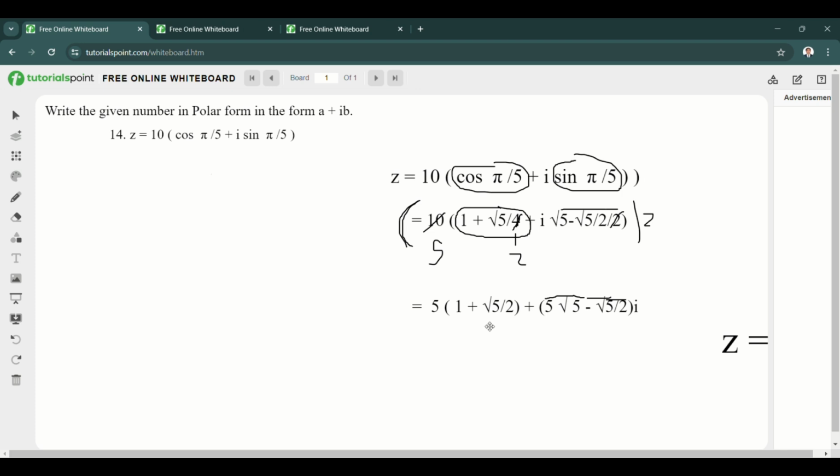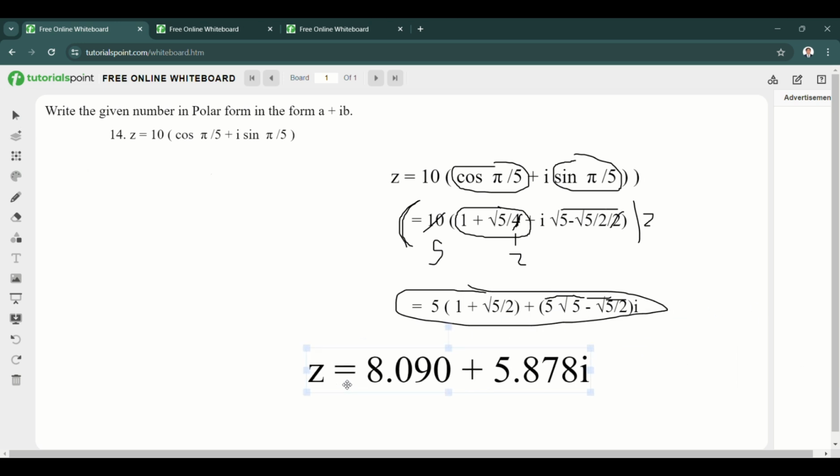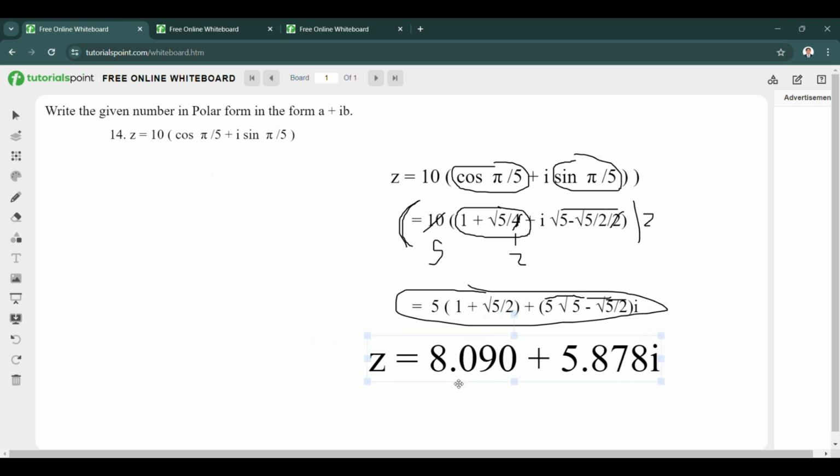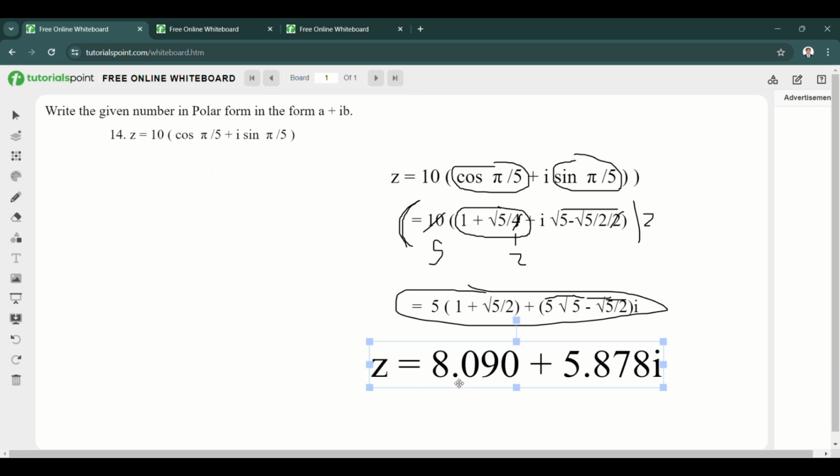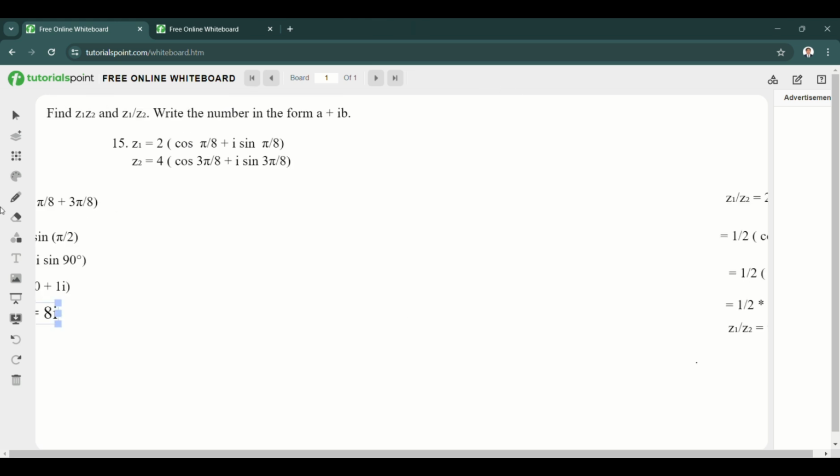So by evaluating this equation, we will have the value for z, which is in the form of a plus ib, which is z equals 8.090, or the value of a, plus 5.878i, or the value of ib. So we need to find the product and the quotient. Then we need to find the number in the form of a plus ib.